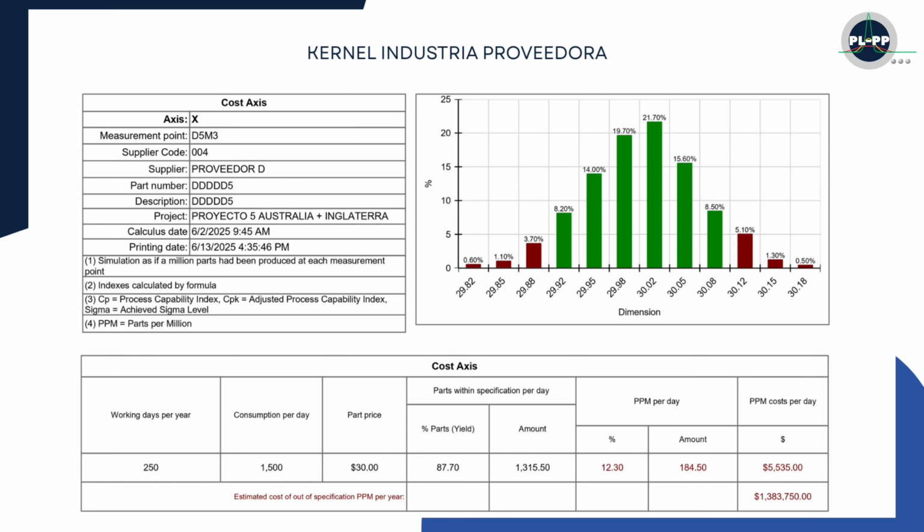Now let's take it a step further. We not only analyze process capability and part conformity but also evaluate the economic impact of poor quality. In this report, with an estimated consumption of 1,500 parts per day, working 250 days per year, and a unit price of $30 per part, the system calculates the cost of poor quality by considering the out-of-specification parts. With 12.3% of parts out of specification, this results in a cost of $5,535 per day, and an approximate $1,383,750 per year.